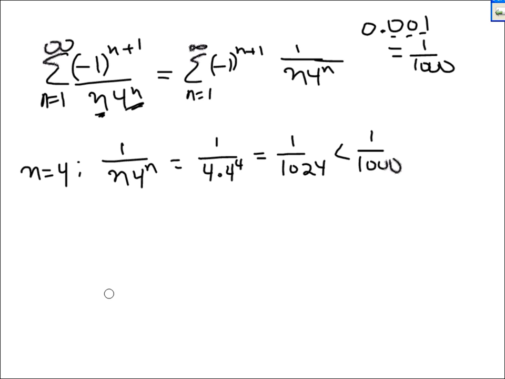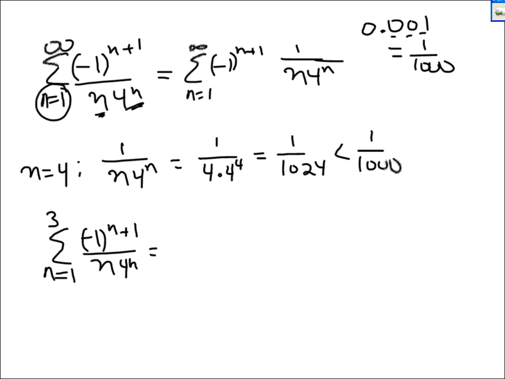N is 4. Well, just add up until n is 3. Notice I didn't say add up the first 3 terms, because you might start with 0. It may have said start with 0. Add up until n equals 3. So what we want to do is add up, since n starts at 1, we start at 1, so we go up to 3, negative 1 to the n plus 1 over n times 4 to the n.